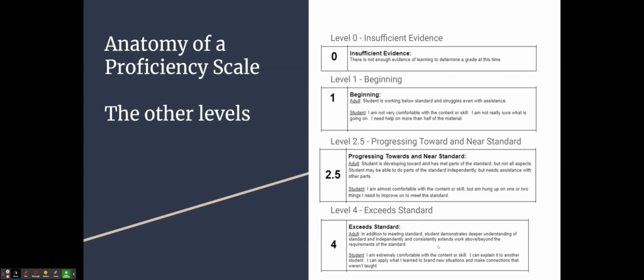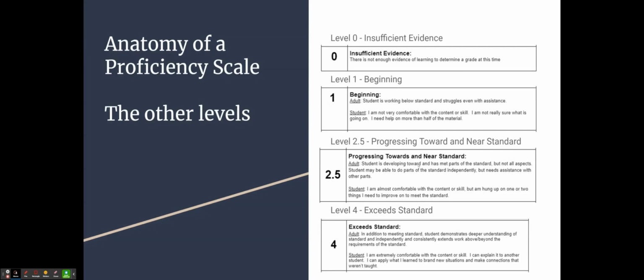A 4 is I'm extremely comfortable with the content or skill. I can explain it to another student. I can apply it in brand new situations. Basically what it means is I can go beyond what was explicitly taught in class, and I can apply this in more complicated ways.